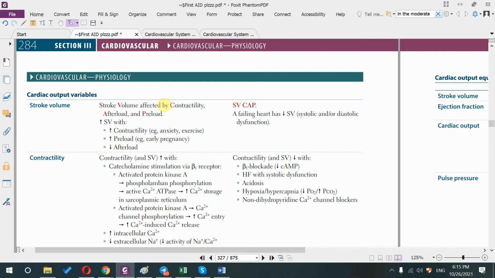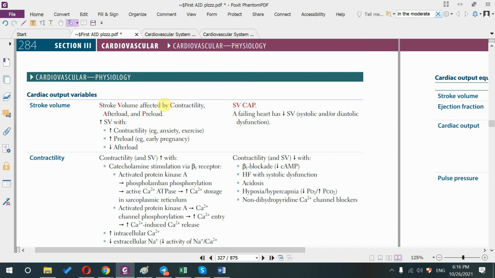So also exercise. All of these increase the contractility of your heart. So the heart is contracting harder, and that leads to more volume going out of the heart. So your stroke volume goes up. By the way, you have to know, guys, stroke volume is how much blood goes out of the heart per 1 beat. Okay? It's how much blood goes out of your heart per 1 beat.